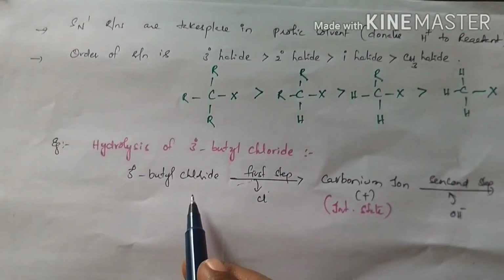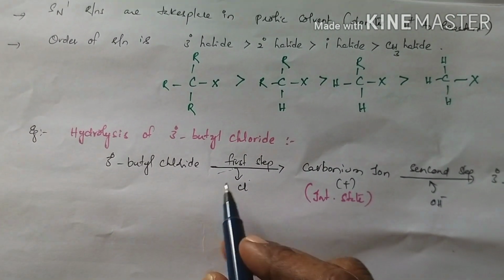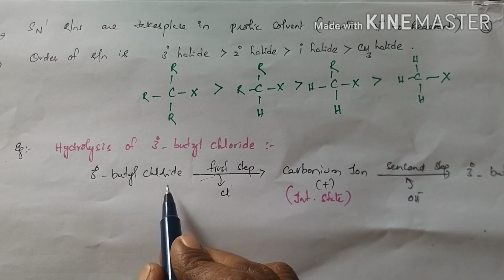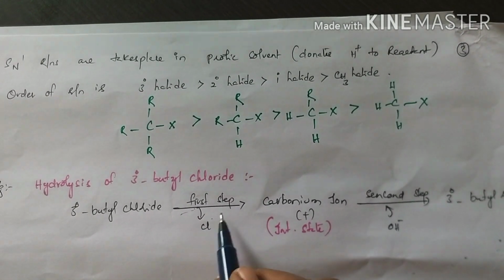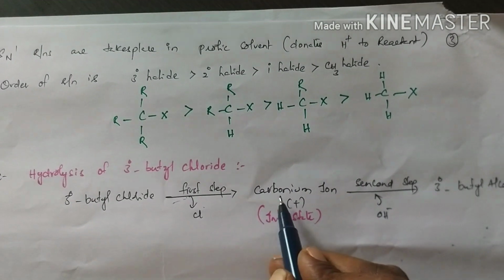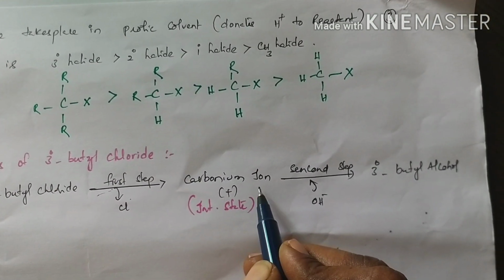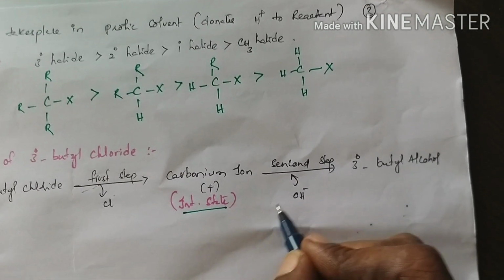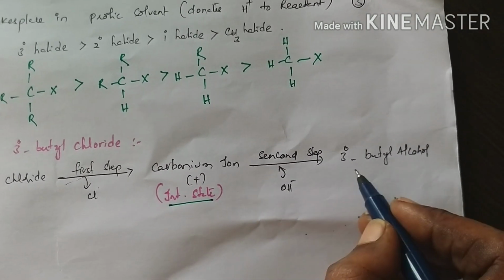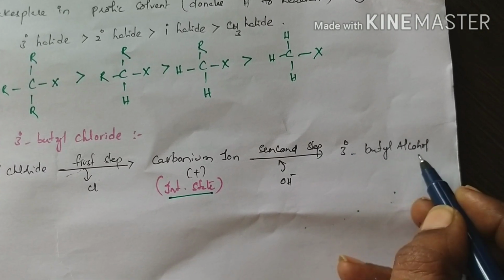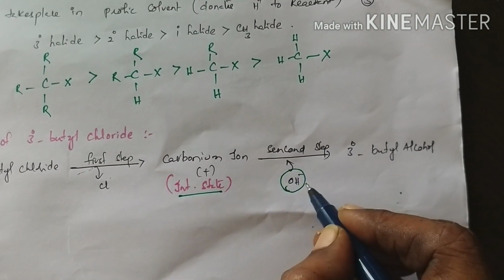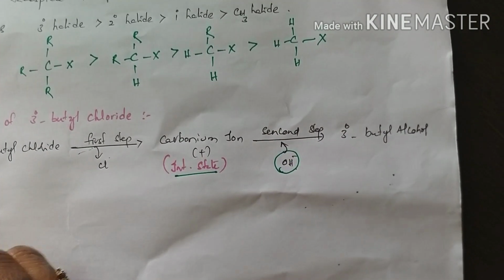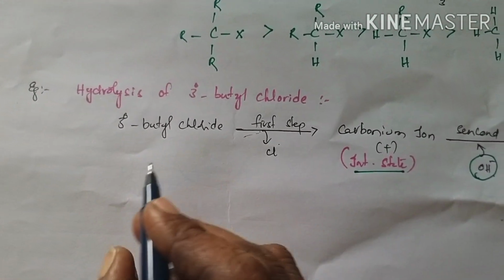Now coming to the example, hydrolysis of tertiary butyl chloride. Tertiary butyl chloride undergoes a slow first step, which produces a positively charged carbonium ion, the intermediate state. It then undergoes a fast second step, finally producing tertiary butyl alcohol by attack of a stronger nucleophile on the intermediate. And now let us discuss the structure of tertiary butyl chloride.